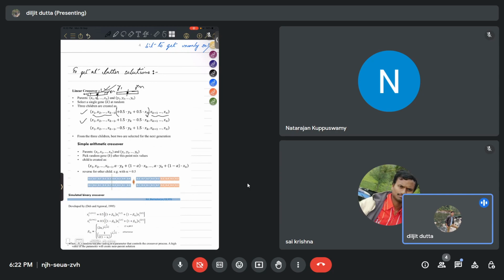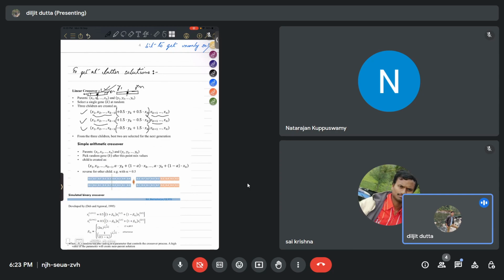Then the second solution after crossover is, again till k minus 1, and from k plus 1 it will be the same, and for the kth gene it will be 1.5 yk minus 0.5 xk. And thirdly, the third solution is minus 0.5 yk plus 1.5 xk. So when you're doing the crossover in this manner, we are searching in a finer resolution in the search space.